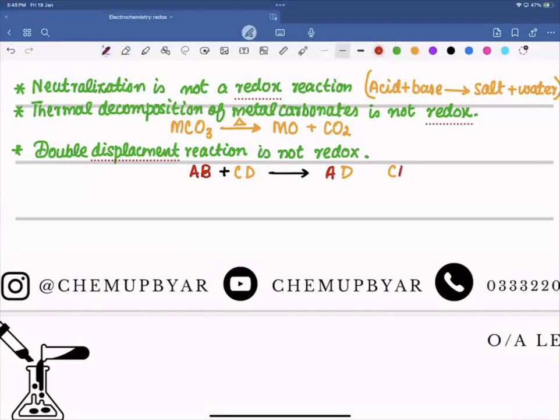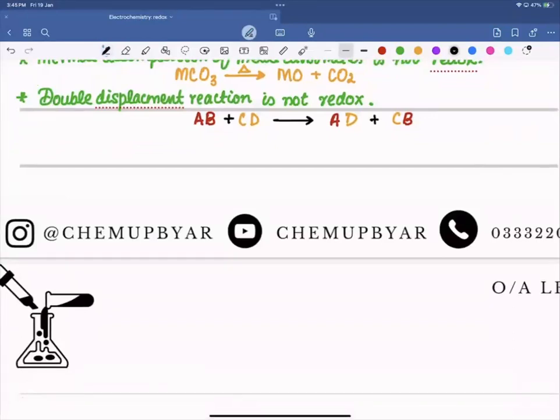the ions of these compounds get exchanged, normally in a precipitation reaction. See, the ions just exchange themselves. There is no change in their oxidation number, so it is not a redox reaction. Is this clear?